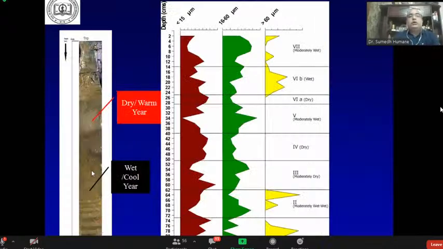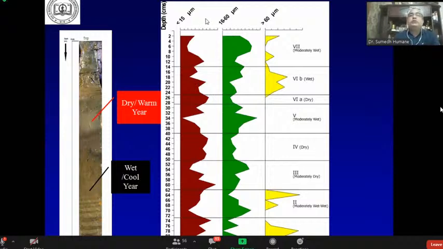Here the lighter bands and the darker bands are very clearly distinct. They are indicators of variation in climatic conditions, wet and dry. You can interpret based upon the size of the diatom. Mean linear diameter is a very important factor that you should analyze, the mean linear diameter of the diatoms.